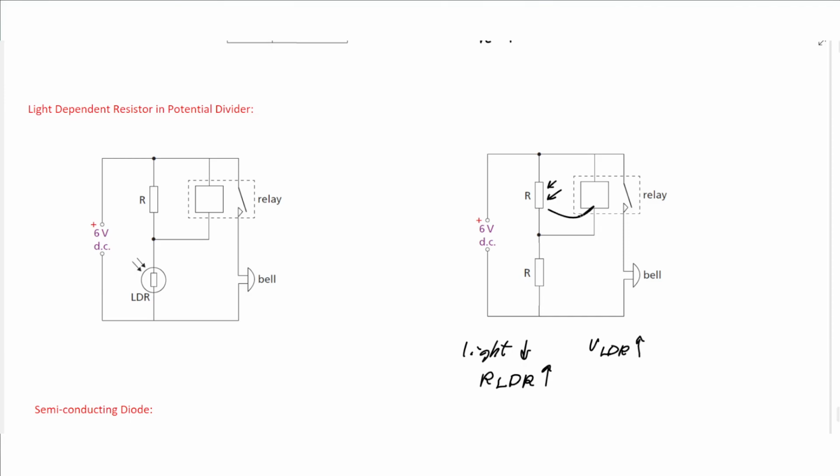And the relay is connected in parallel with the LDR. So the voltage across the relay and the switch increases. So the switch works and the bell rings. These circuits can be used as automatic lighting systems or, for example, temperature or fire alarms. These are practical uses for these devices.